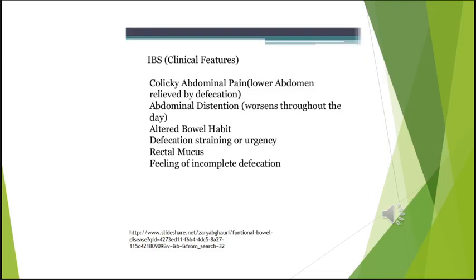So how do these people present? Usually they have kind of colicky abdominal pain, mostly over the lower abdomen. It always tends to be relieved by defecation for the most part. They complain of a lot of abdominal distension, and they say that it worsens throughout the day. So they start off in the morning pretty good, but by after lunch they're pretty uncomfortable. They have altered bowel habits. They have defecation straining, or they have urgency, depending upon if they're constipative or diarrheal. There's a lot of rectal mucus, and there's usually a feeling of incomplete defecation and always the need to go.